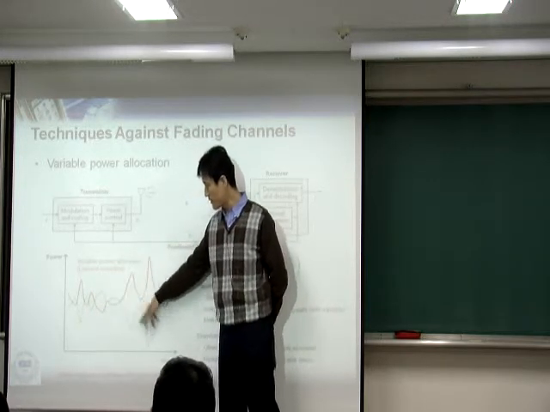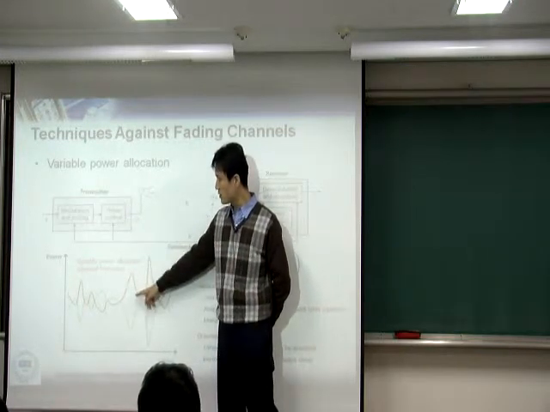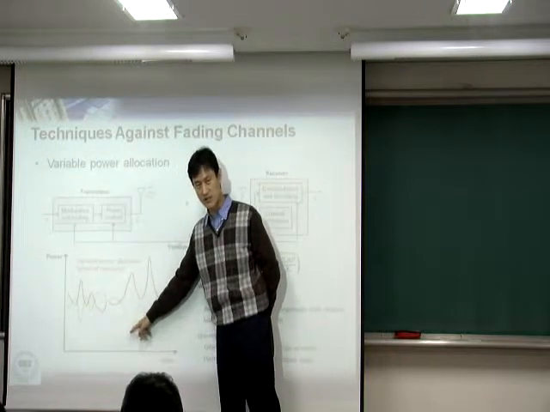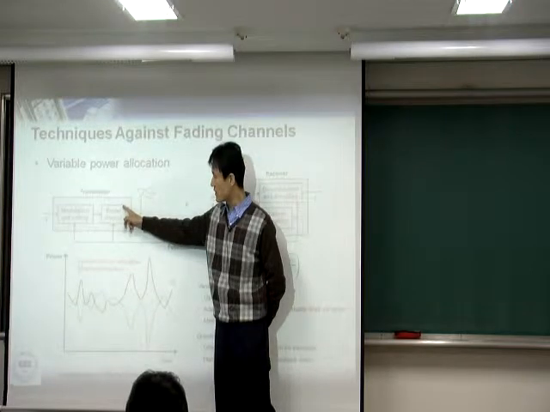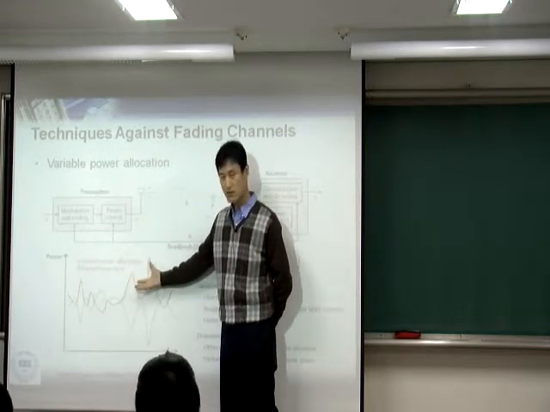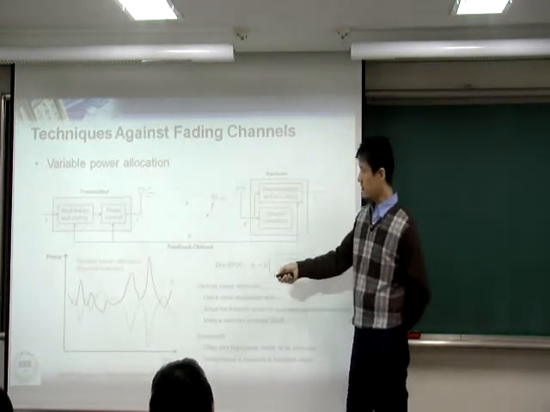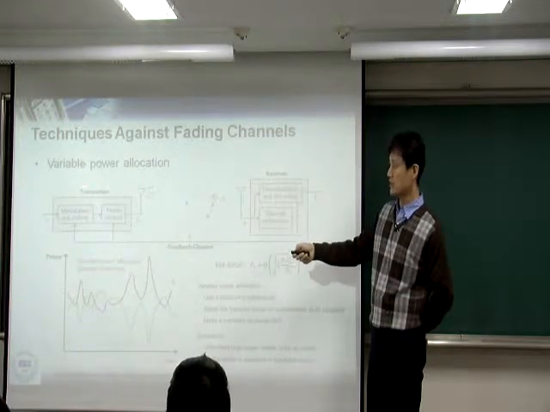H goes up and down. This is a fading profile. Then once the transmitter knows its own instantaneous H, it can allocate the power in an inverse way, right? So this red one shows you the amount of power that's allocated by the transmitter.